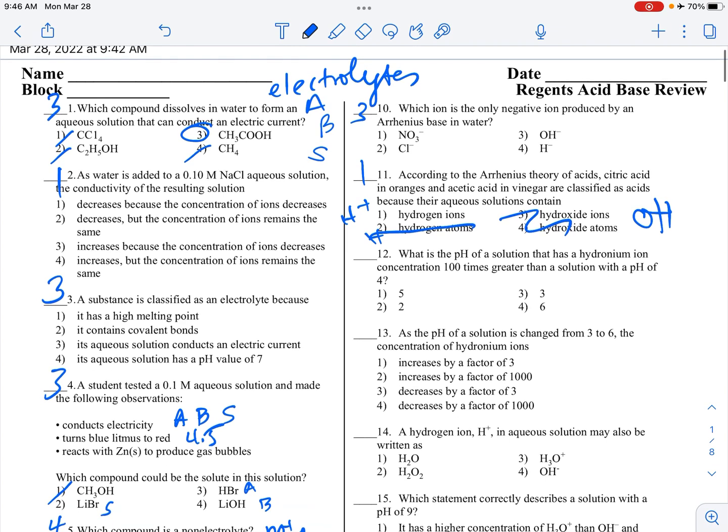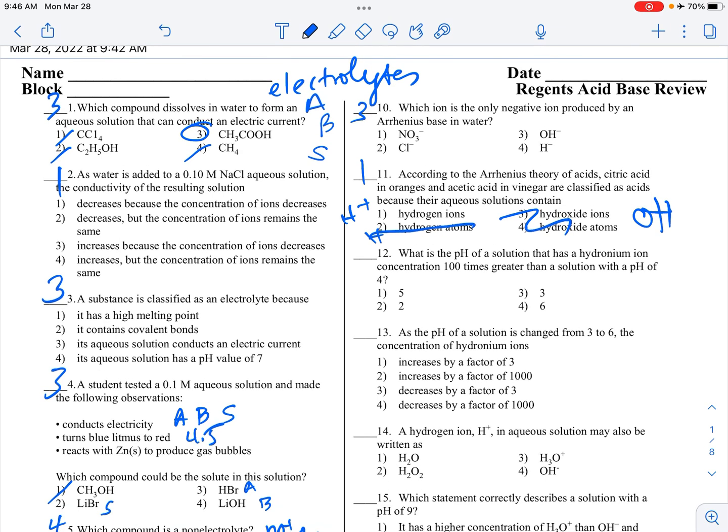What is the pH of a solution that has a hydronium ion concentration? Well, by the way, hydronium is on table E. That is essentially H plus aqueous. So notice how we've got the water molecule in here. So we're talking acids. It says a stronger acid because it's 100 times greater. So on the pH scale, if you're at a 4 and you want to be 100 times greater acid, we're moving down. Each jump on the pH scale is worth 10. It's logarithmic, so we're going to choose choice 2. 100 times greater than 4. Each jump is worth 10.